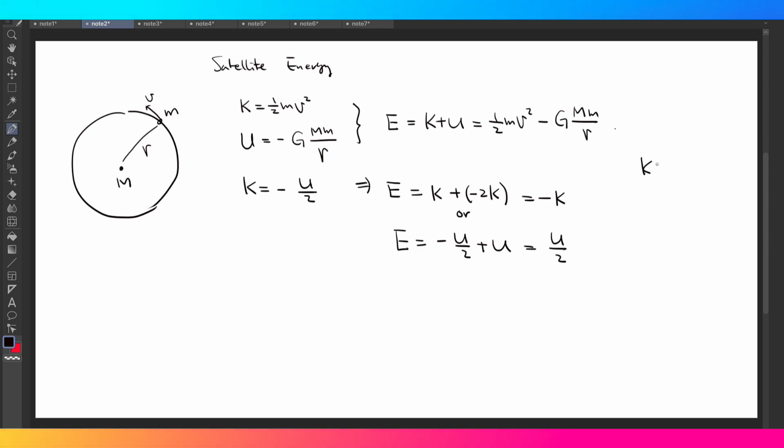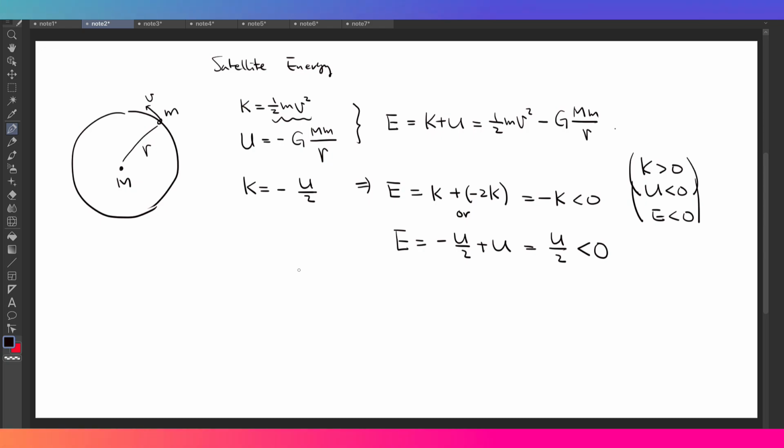And K is always positive, right? It's 1/2 m v squared, so it's always positive. And U is always negative, from that expression. So we can say the total mechanical energy of the satellite is negative. Or in this case here, U is negative, so E is negative. So total E is negative.